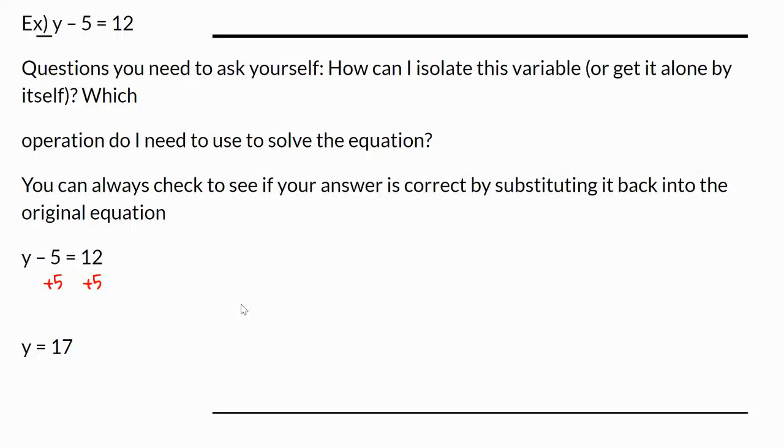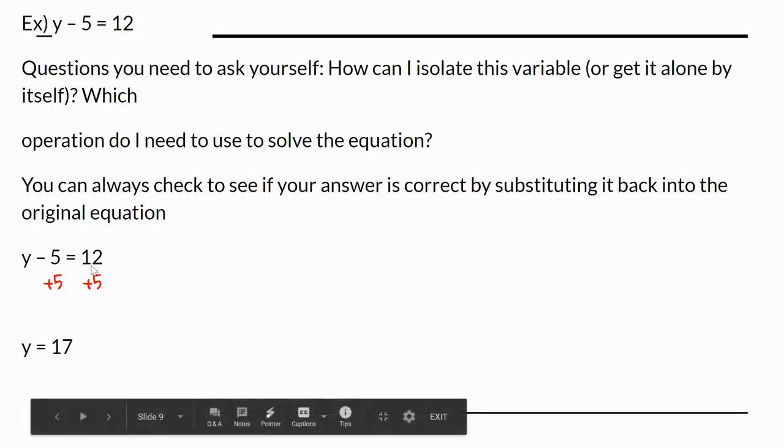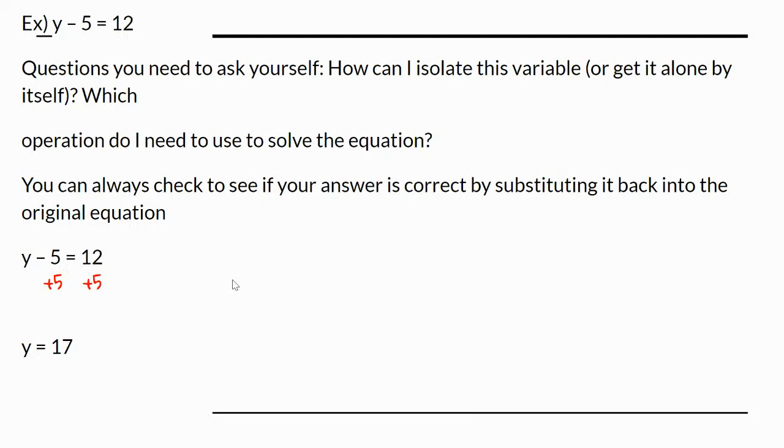For the next one, we have y minus 5 equals 12. Same thing, y is my variable. I'm trying to get y by itself. Then minus 5 is preventing that from happening. I'm going to use inverse operations. The opposite of minus 5 is plus 5, so I'm going to add 5 to both sides. These 5's cancel out, so I'm left with y, and 12 plus 5 equals 17. And again, you can plug 17 back up here to see if it works. 17 minus 5. Yeah, that's 12, so we did it right.